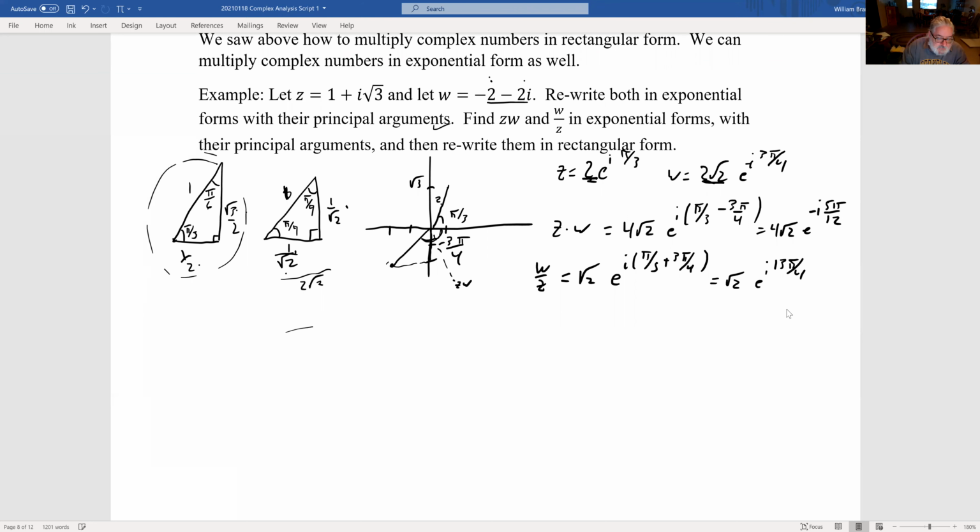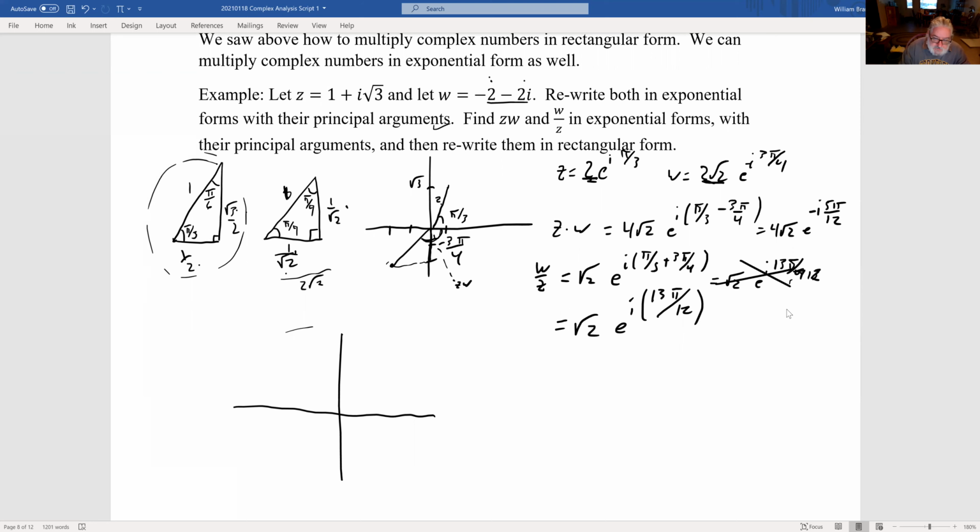But where is 13 pi over 4? Well, 12 pi over 4 is... Did we really get 13 pi over 4? Yeah, 13 pi over 12. Sorry, that's why I was confused. There should be 13 pi over 12. Square root of 2 e to the i 13 pi over 12. There we go. Because the common denominator will be 12 and you get 4 plus 9.